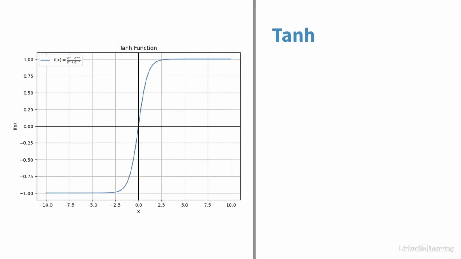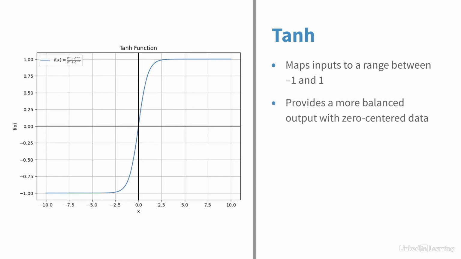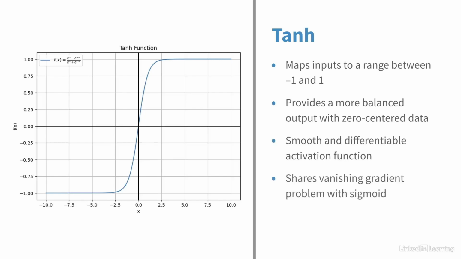Next is the hyperbolic tangent activation function. So the hyperbolic tangent function is similar to the sigmoid function, but it maps input values to a range between -1 and +1, providing a more balanced output with zero-centered data. It's also smooth and differentiable. Like the sigmoid, the hyperbolic tangent can suffer from the vanishing gradient problem, but generally provides better performance due to its output range being centered around 0.